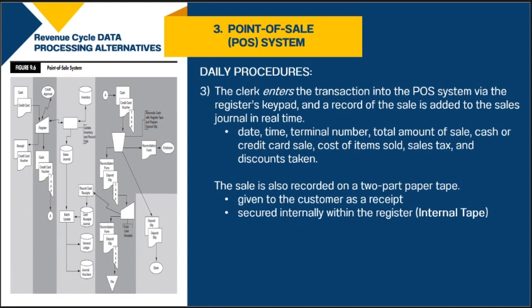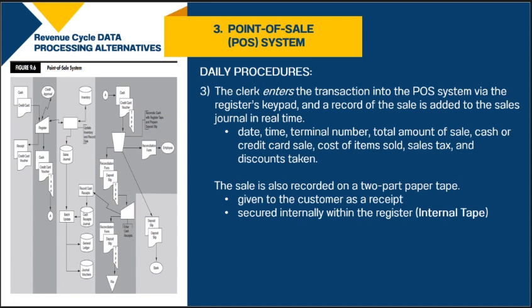Now, on the third procedure, the clerk enters the transaction into the POS system via the register's keypad, and a record of the sale is added to the sales journal in real time. The record contains the following key data: the date, time, terminal number, total amount of sale, cash or credit card sale, cost of items sold, sales tax, and discounts taken.